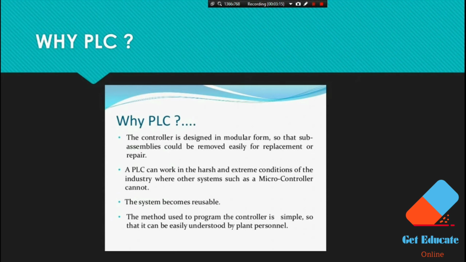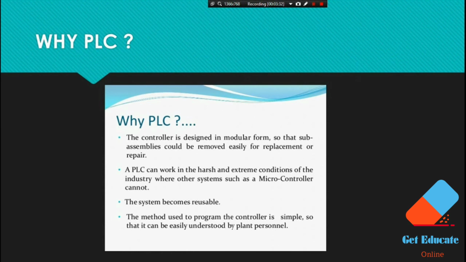PLC can work in harsh, extreme conditions. As we saw in the last video, PLC can withstand the high temperature and low temperature of the industrial environment, where other systems such as microcontrollers cannot.